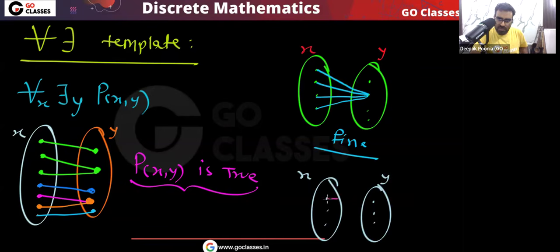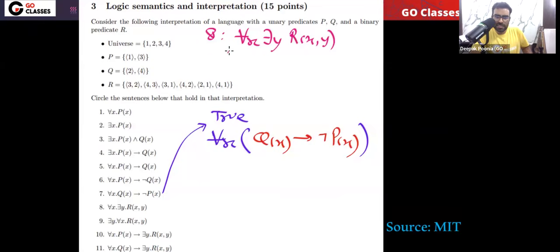If you have like this, this is also perfectly fine. This is also fine. I hope you understood. Basically, for everyone there should be someone. Now let's see this eighth.